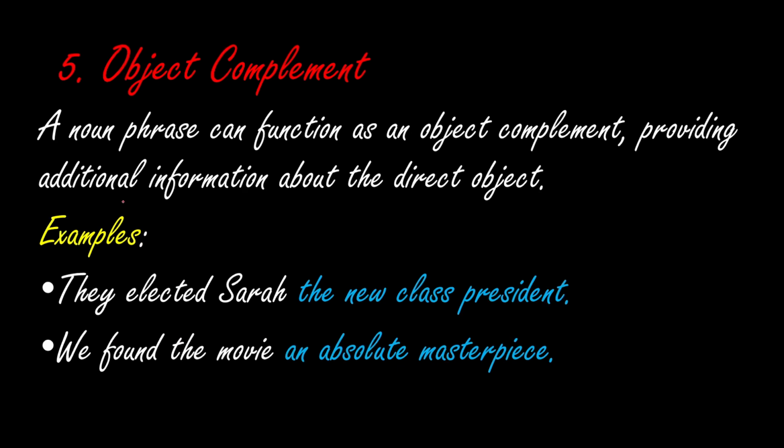A noun phrase can also function as an object complement by providing additional information about the direct object. Let's look at these examples. We have: They elected Sarah new class president. So we have they, the subject. Elected is the verb to elect in the simple past. It is a regular verb, it ends with ed. And Sarah is a noun that functions as the direct object. The new class president is a noun phrase and it adds more information about the object.